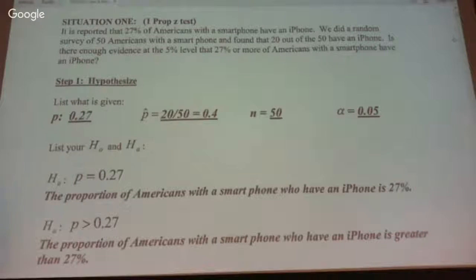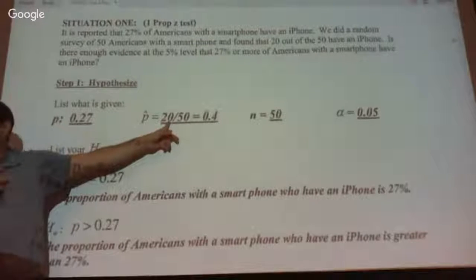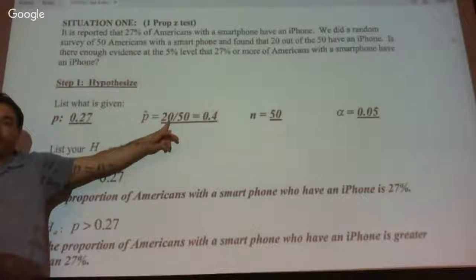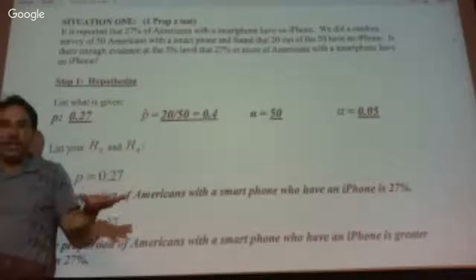So, do I have one group or do I have two groups? One group. I asked 50 Americans, 20 out of 50. There's your one fraction. So it has to be a what? One proportion z-test. That's how obvious I want it to be to you. Does that make sense? And I know we've been learning a lot and it's all kind of getting confusing. Today we're clearing everything up.